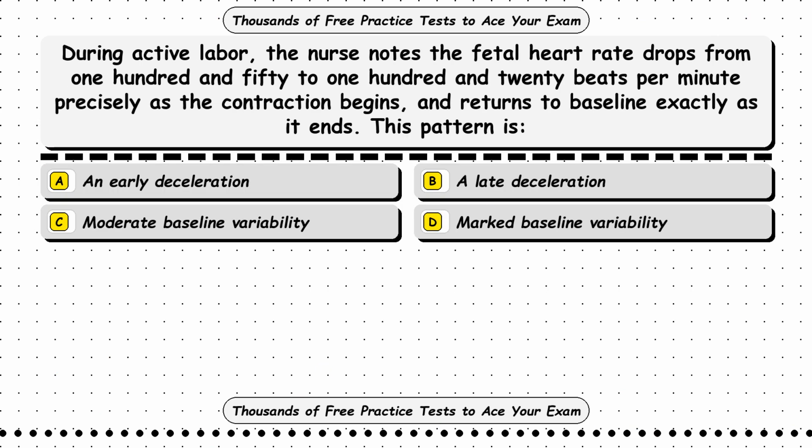Question 134. During active labor, the nurse notes the fetal heart rate drops from 150 to 120 beats per minute precisely as the contraction begins, and returns to baseline exactly as it ends. This pattern is: Option A, an early deceleration. Option B, a late deceleration. Option C, moderate baseline variability. Option D, marked baseline variability.